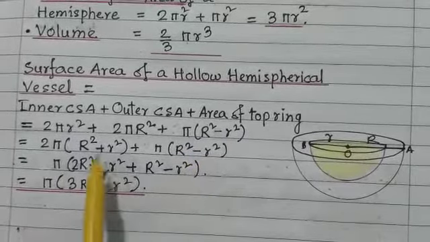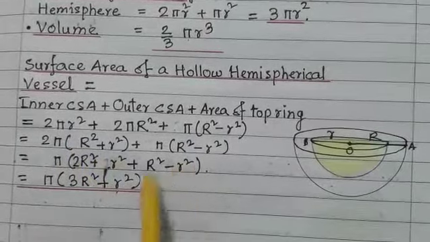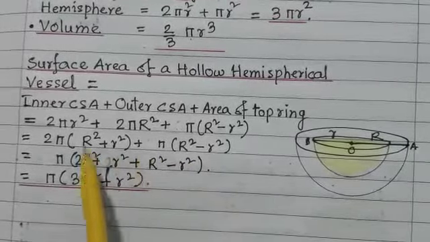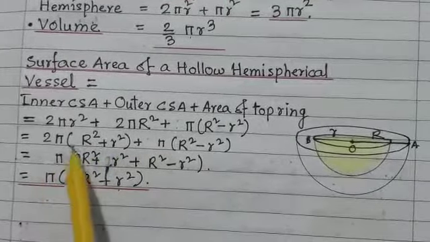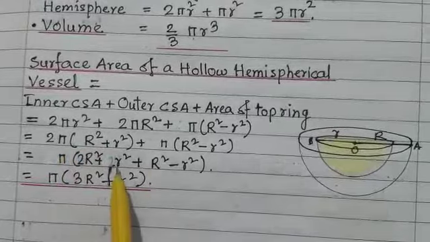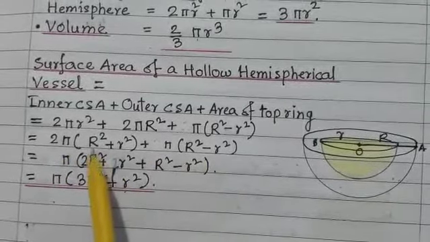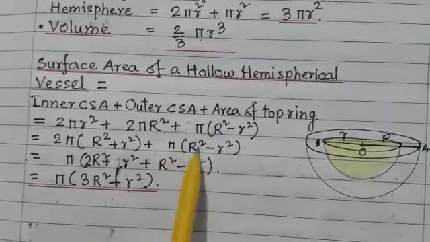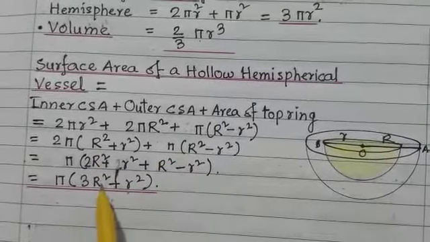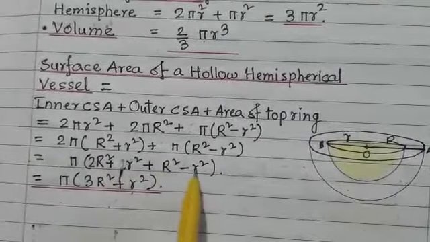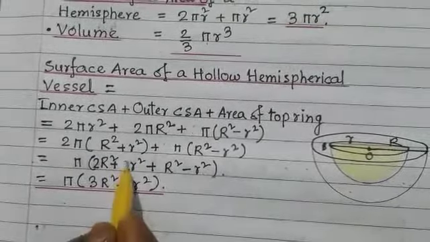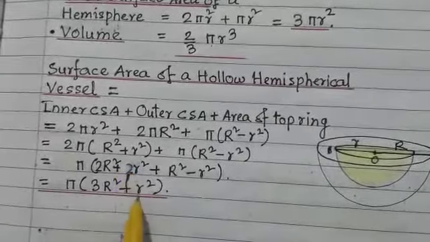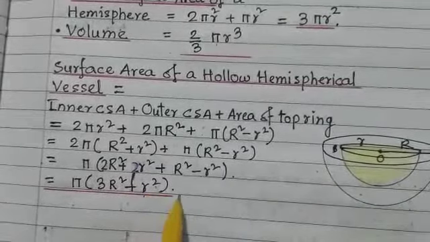Okay, if you change it, pi is common: 2 capital R square plus 2 small r square, and then 2 capital R square and it is r square here, so it is 3 r square, and 2 r square minus r square is r square only. So it is the total surface area.